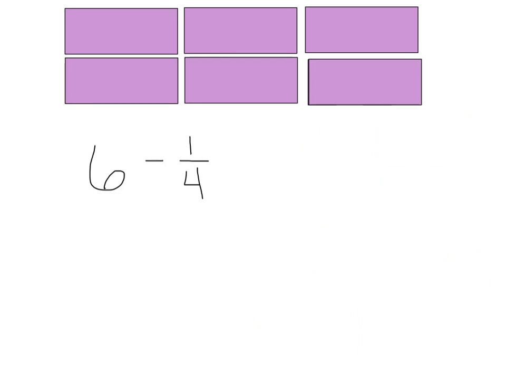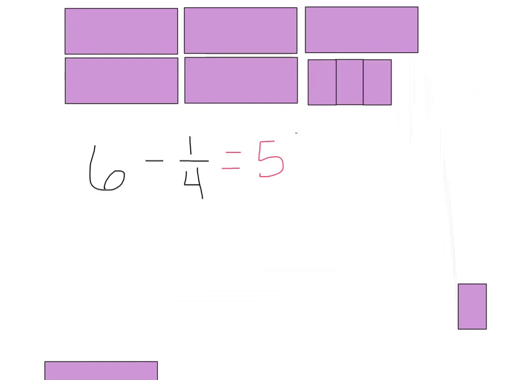Let's have 6 wholes and take away 1/4. Clearly 1/4 is much smaller than 6 wholes. But it's not easy to take away a fraction when we have a whole number. So instead of 6, I want to think about this as 5 5/4. So I'm going to just take one of those wholes and break it into 4/4. From here then, I can pretty easily take away 1/4. And then I'm left with 5 wholes and 3/4.